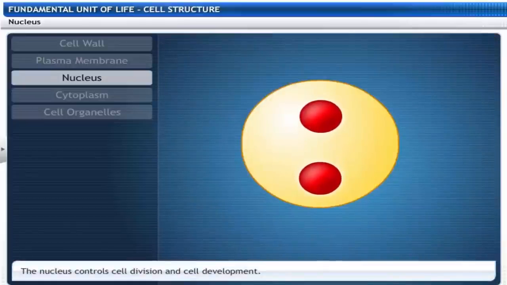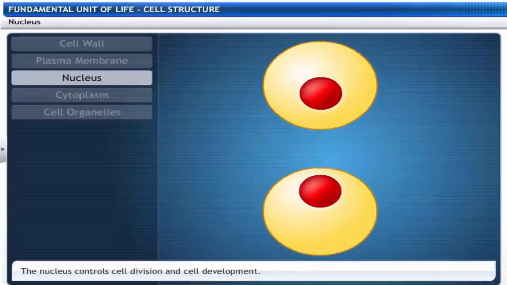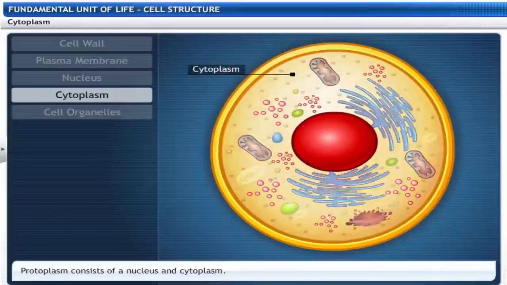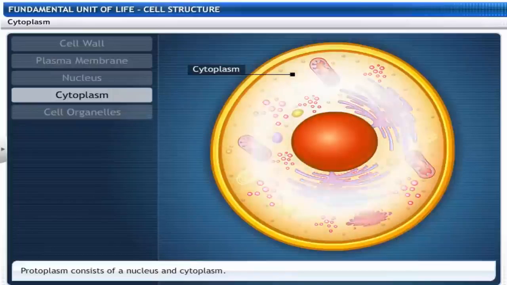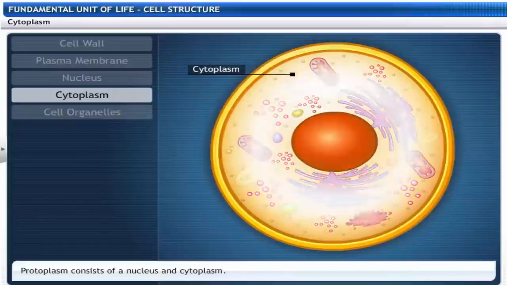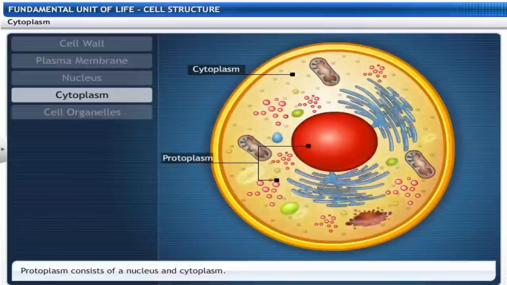The nucleus plays a major role in cell division. It also controls cell development. The fluid living content between the plasma membrane and the nucleus is called cytoplasm. The nucleus, along with the cytoplasm, makes up the living content of the cell, called protoplasm.